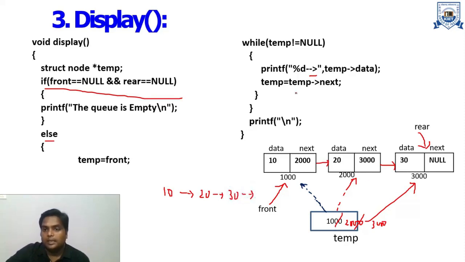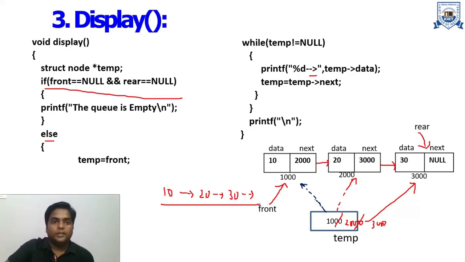Okay, and temp is equal to temp to next. So temp to next is what? Null. Again we check temp is not equal to null, but right now temp is equal to null. So this condition is false. So this is the way through which we can display the elements of a linked list using a queue.